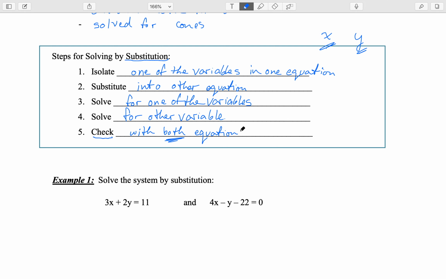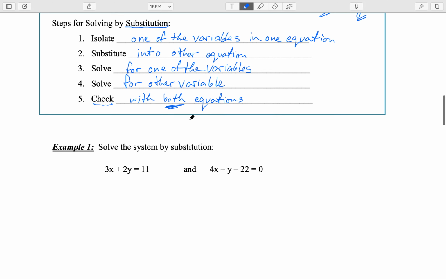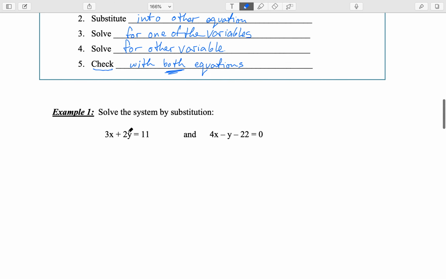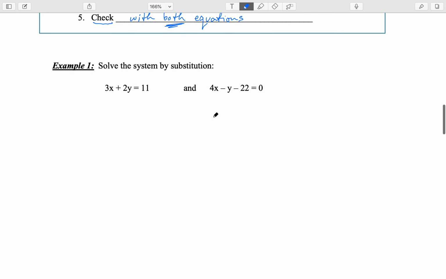Now, when we were graphing these things, it was pretty obvious. It's the point where they cross. That's where they both work. So if we're not graphing it, we're not sure. So solve this system. I've got x, I've got y. I've got x, I've got y.